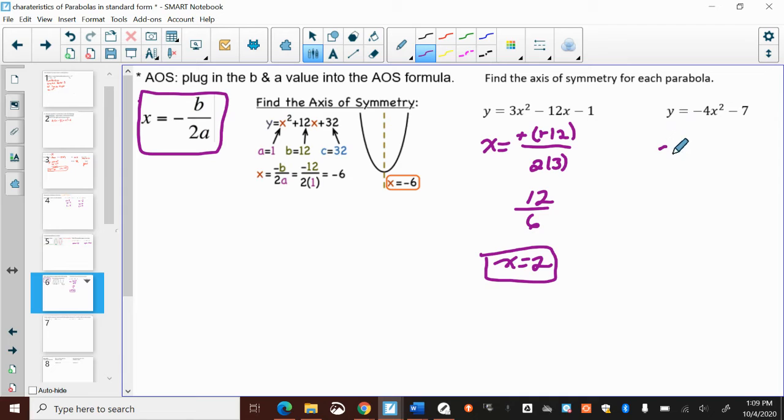For this one, it's going to be minus b, but our b in this case happens to be 0 because we're missing that x term, over 2 times negative 4, which just winds up being 0 over negative 8. So x is equal to 0.